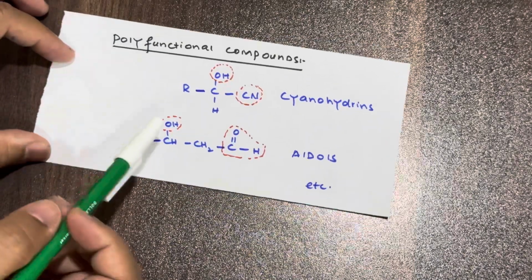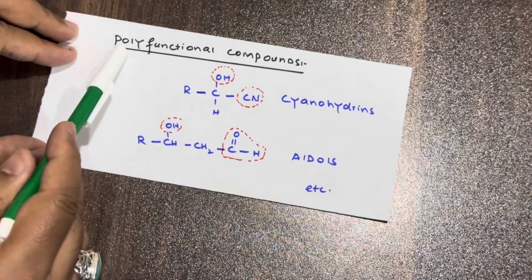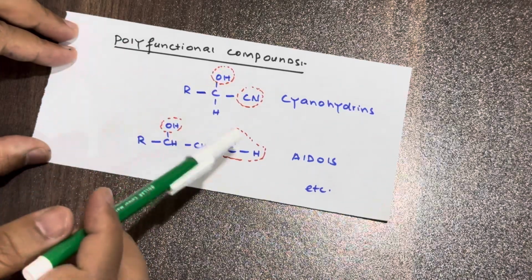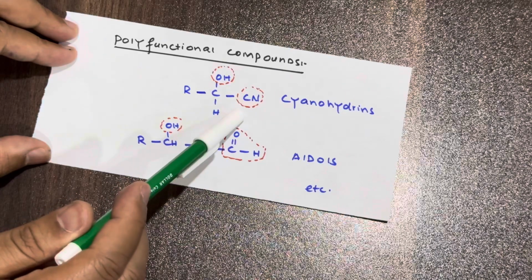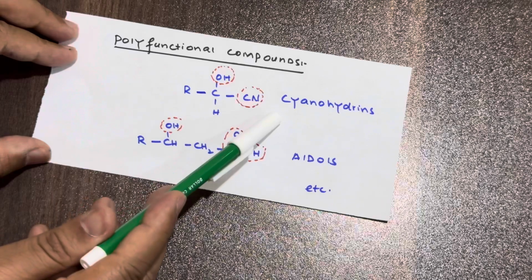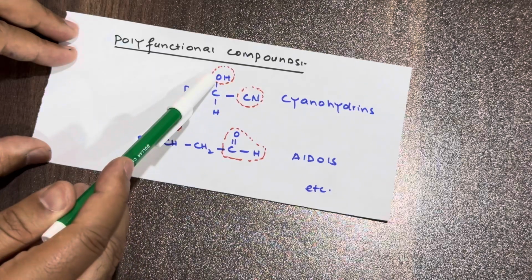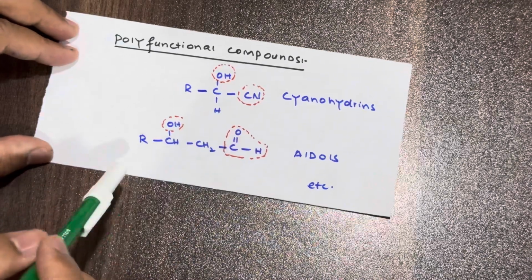Now, my dear students, sometimes an organic compound has more than one functional group. They are called polyfunctional compounds. Just like you will study in the chapter of aldehydes and ketones, that cyanohydrins are the product when HCN is added to the aldehydes and ketones. It has two functional groups, the cyano group and the OH group, and they are called cyanohydrins.